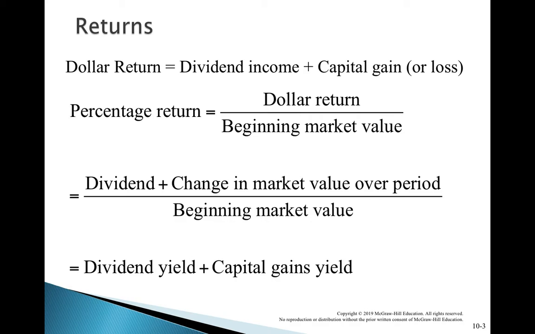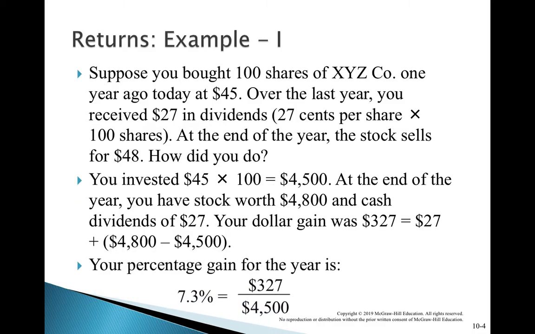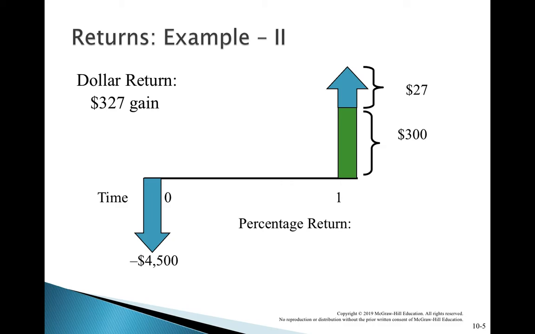Dividend divided by initial investment will give you the dividend yield. In the example, 27 divided by 4,500 is equal to 0.6%. Similarly, capital gain is equal to 300 divided by 4,500, which is 6.67%. 6.67 plus 0.6 is equal to 7.3%, or 7.27%. Alright, so this is the way we make the calculation.